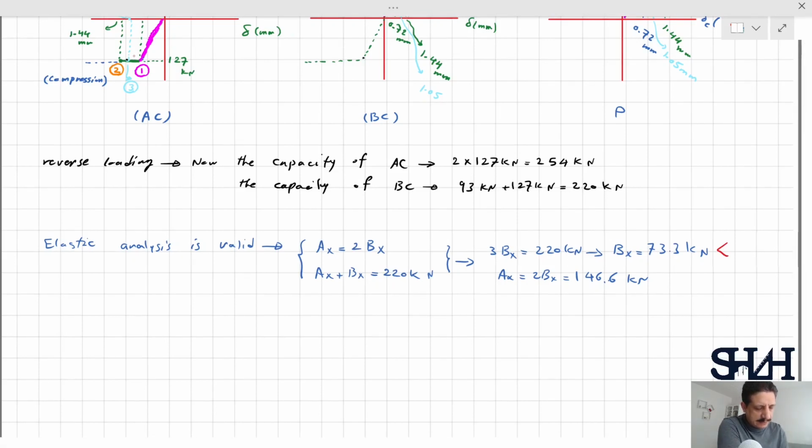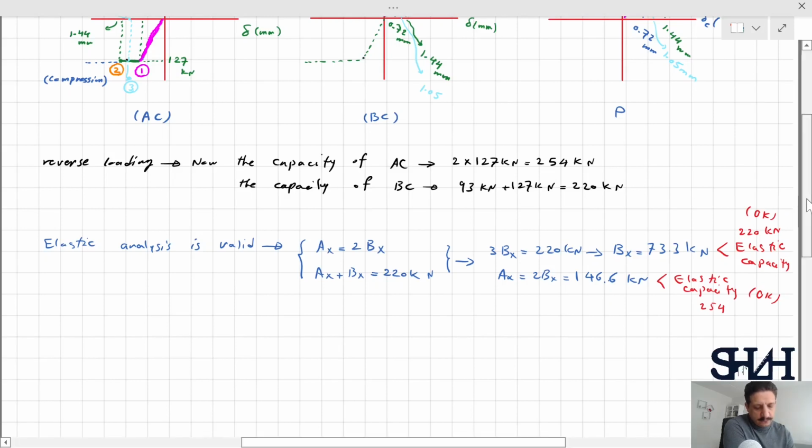So the elastic capacity here is 220 kilonewton. And here, elastic capacity is 254. So both are fine. And we can say that in the reverse loading, BC will take 73 kilonewton and AC will take 146.